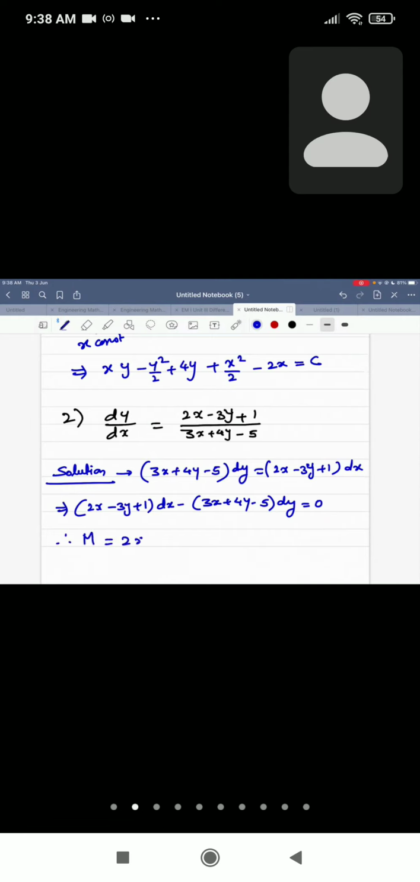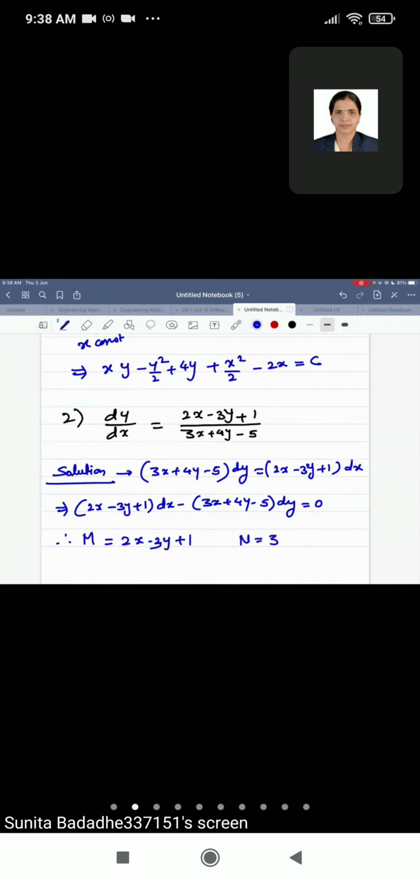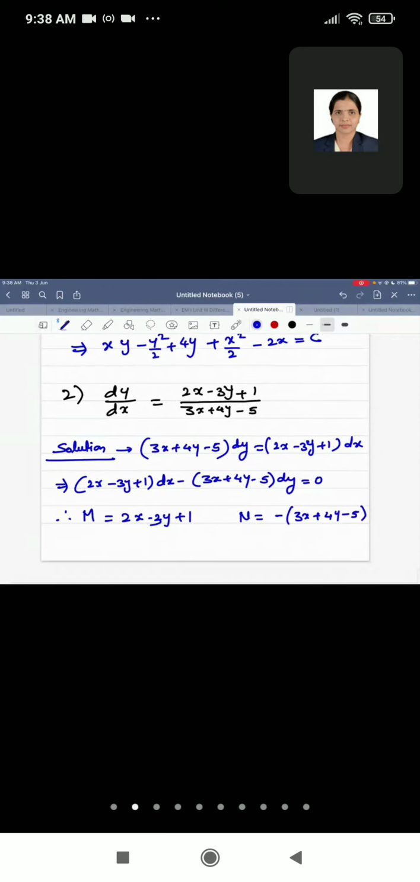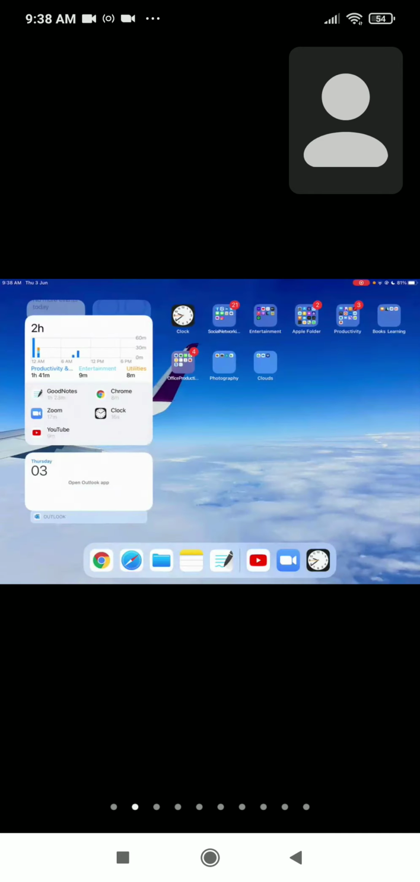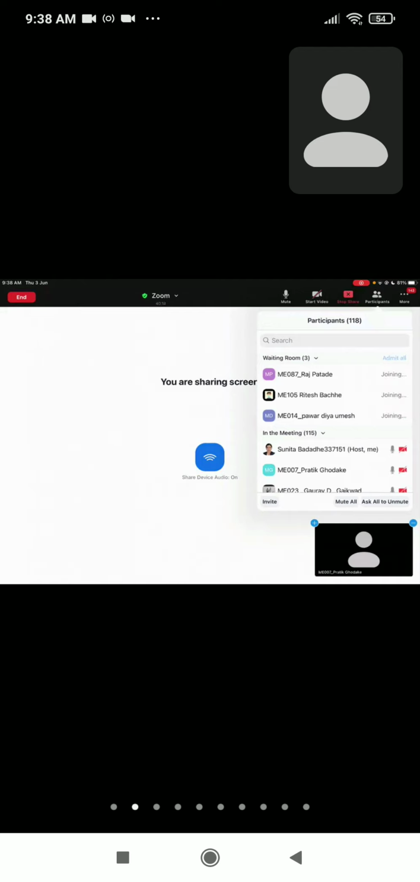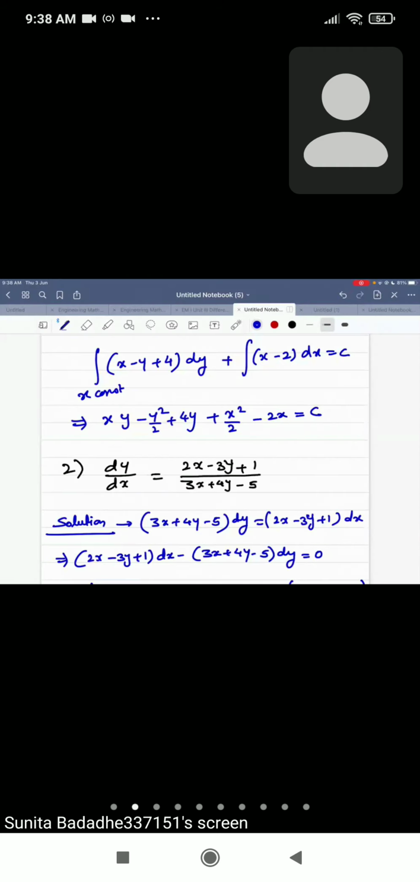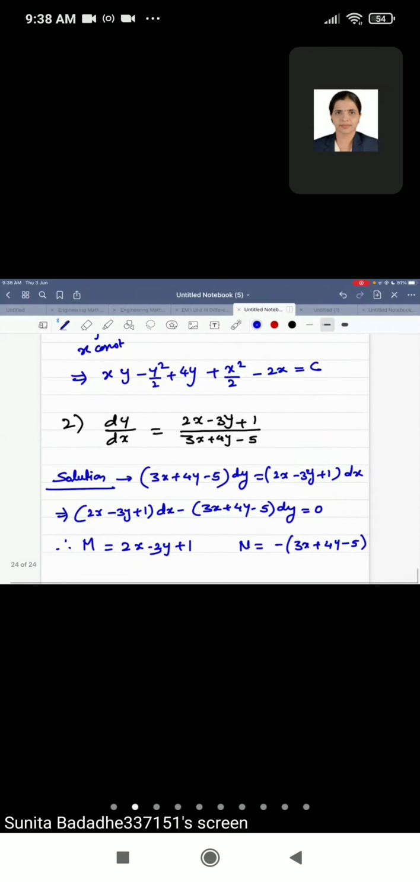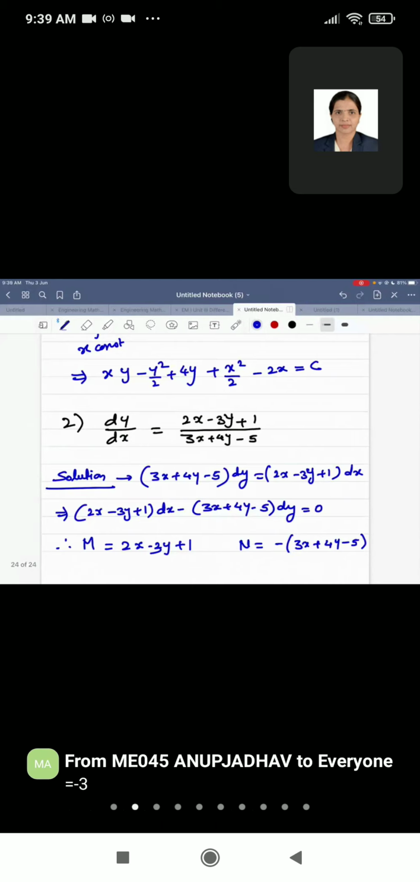So here M is 2x minus 3y plus 1. N is, what is N? N is minus of 3x plus 4y minus 5, so it will be like this. You please find the partial derivatives here, and now let us see what we get.